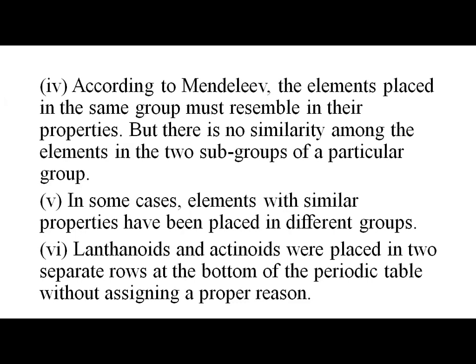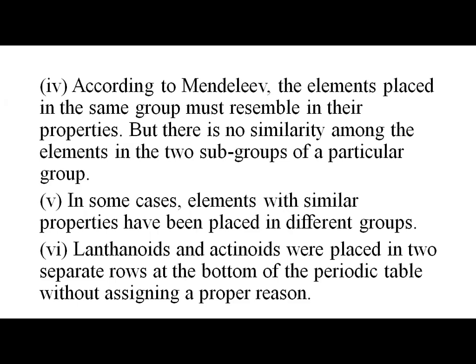Lanthanoids and actinoids. Lanthanoids are the elements from 58 to 71, and actinoids from 90 to 103. They are called so because lanthanoids start after the lanthanum element, so they were called lanthanides. There are around 14 elements. Actinoids start after the actinium element, therefore they are called actinoids, and they are also 14 elements. They are together called f-block elements, as we know today.